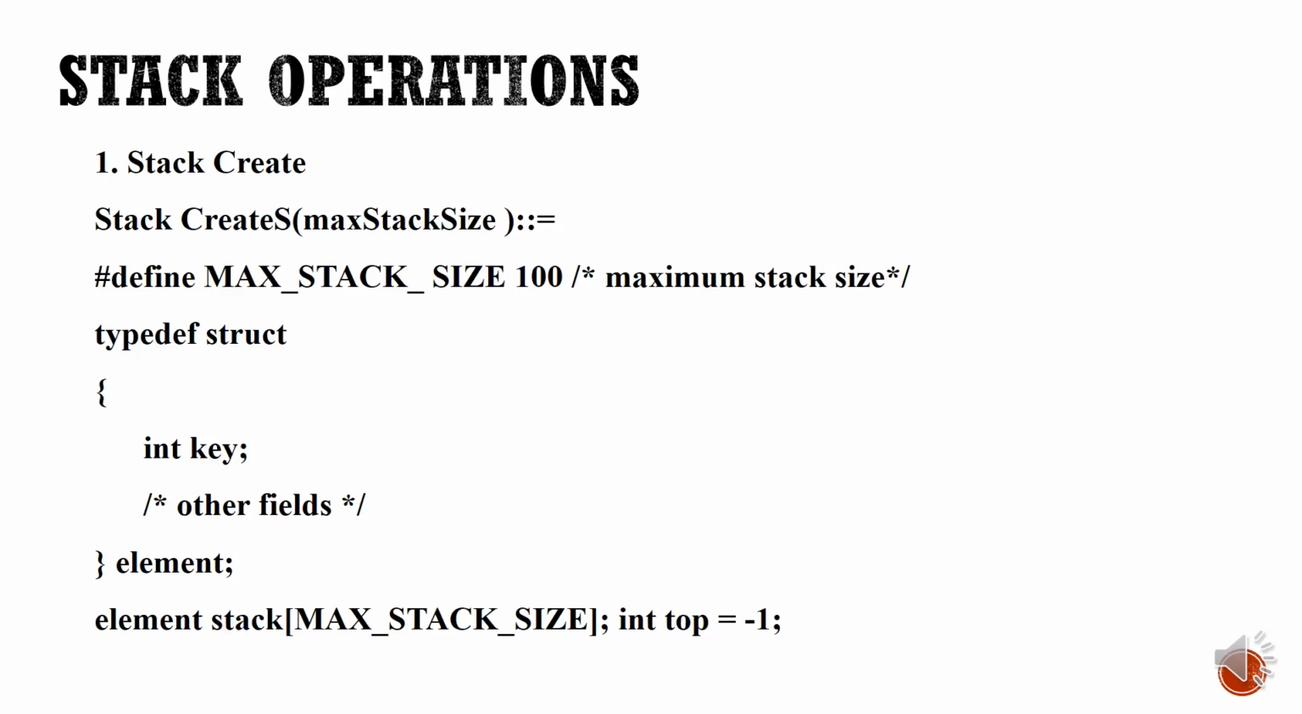What will the top point to? The top will always point to the element which is on the top. Now since no elements are there, if I put it as 0, it should point to that 0th index. But no element is there. Then what should the top value be? It should always be -1. So the top will be kept at -1 over there.